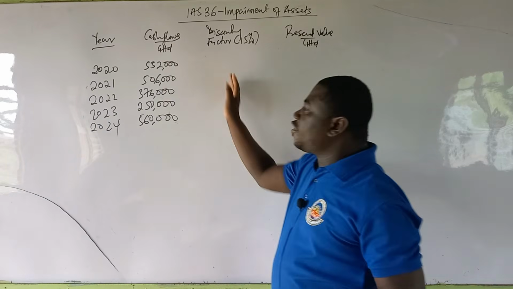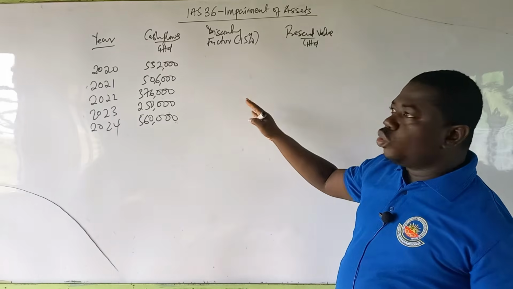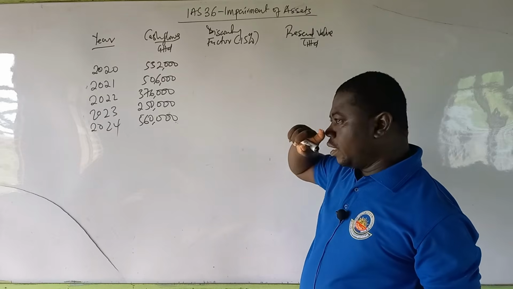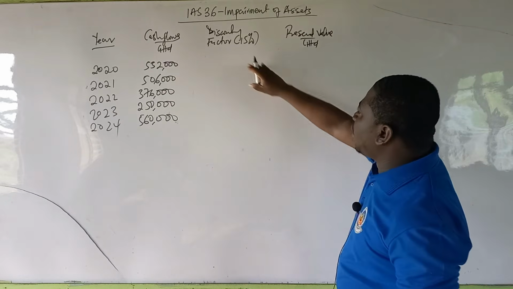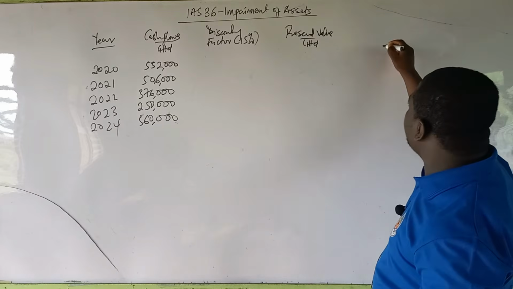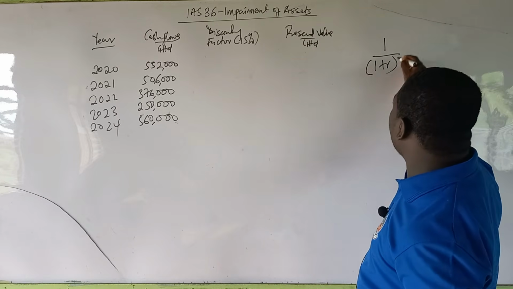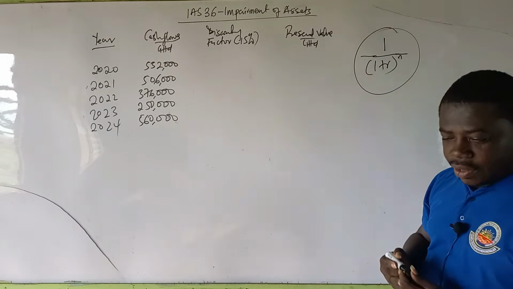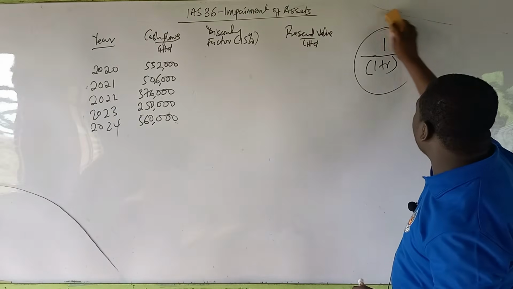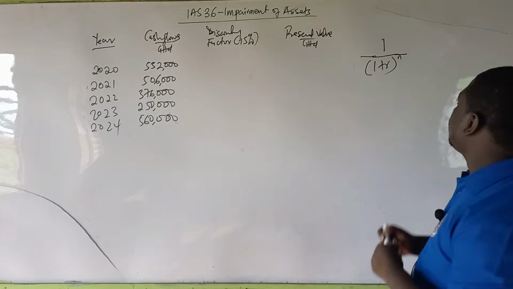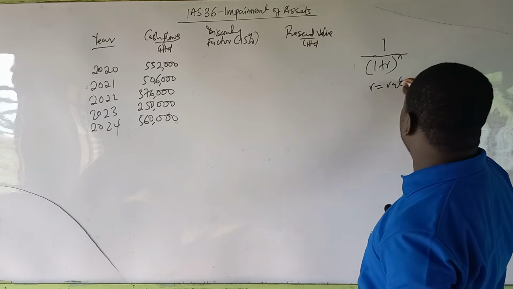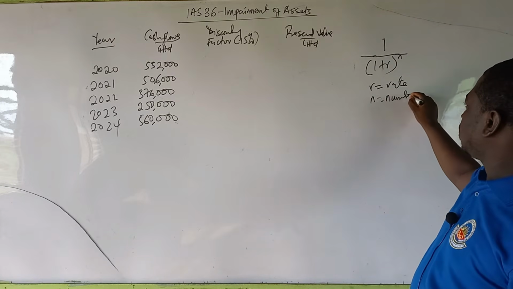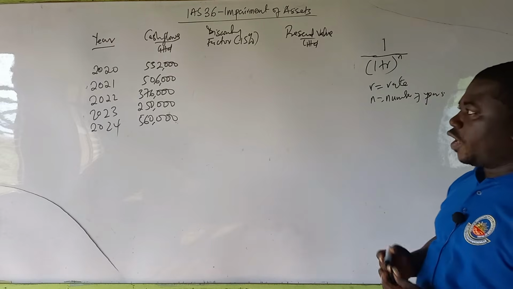Now, with a discounting factor, if you have not understood how to discount, then look at it very carefully, because 15%, this is how to go about it. The formula for finding the discounting factor is supposed to be 1 over 1 plus r, all raised to the power n. The denominator raised to the power n. This is how to go about the discounting factor. 1 over 1 plus r raised to the power n, where r is the rate which is the discounting factor, 15%, that's the R. And the N is the number of years. So this is how to find the discounting factor.